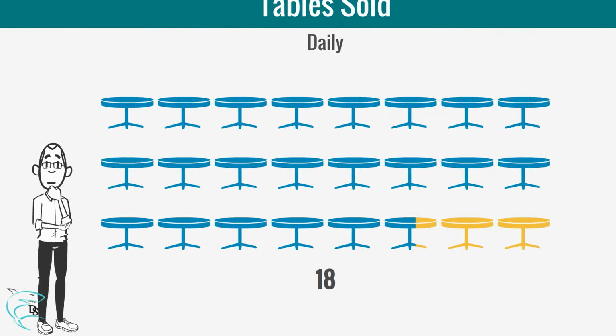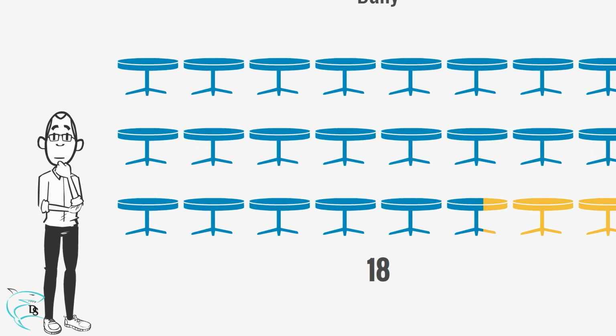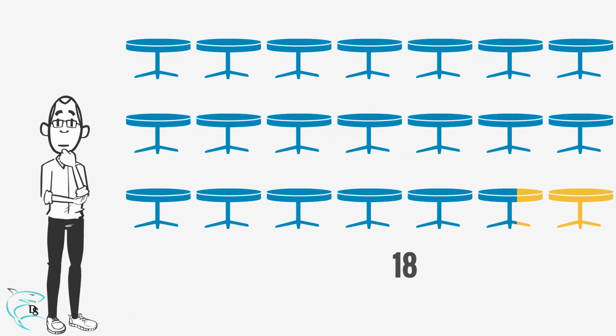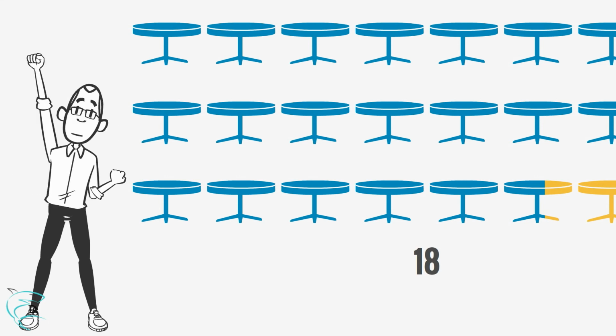That means that if you sell less than 18 tables in a given day, you lost money. If you sell exactly 18, you paid your bills. And, of course, if you sold more than 18, you made money that day. Congrats! After all, making money is the name of the game.